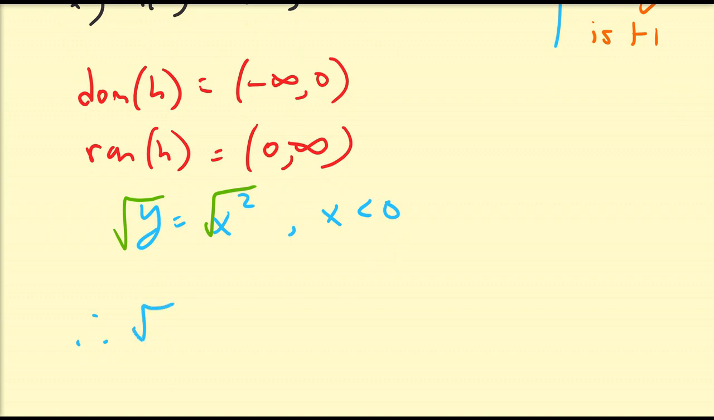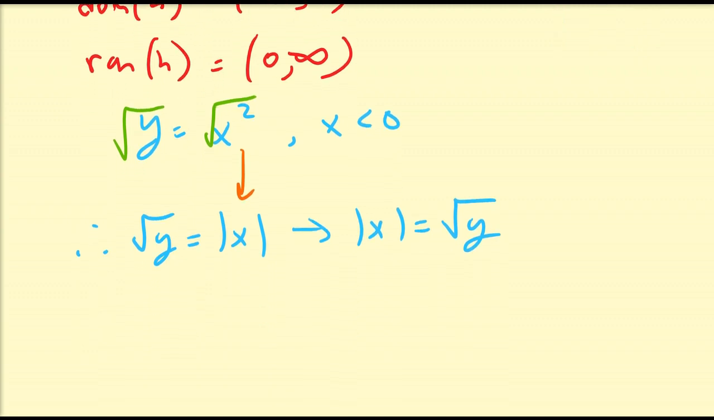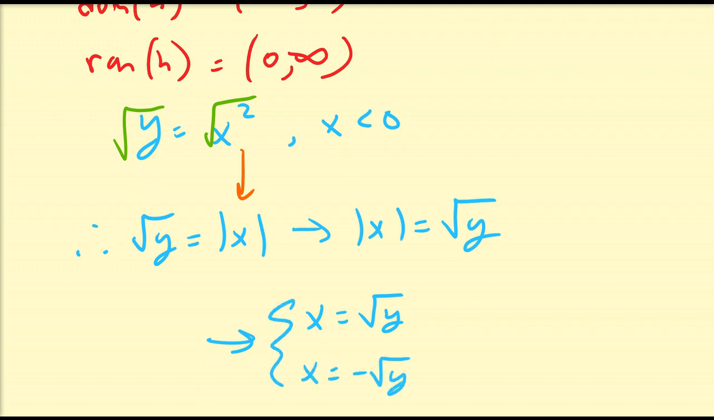That's going to give me the square root of y is equal to the absolute value of x. So remember that important property from before. And we can rewrite this as instead the absolute value of x is equal to the square root of y. So this is an absolute value equation, so we can split this up. So either x is equal to the square root of y, or x is going to be equal to the negative square root of y. So remember, the square root of y is always going to be a positive number.